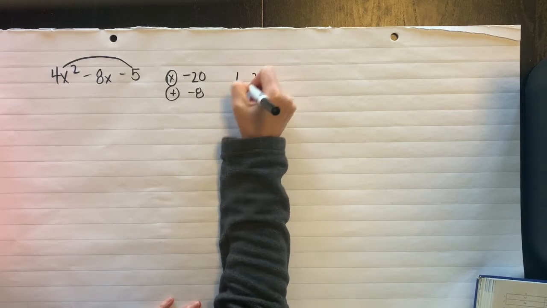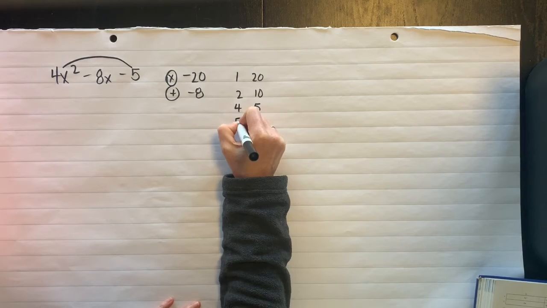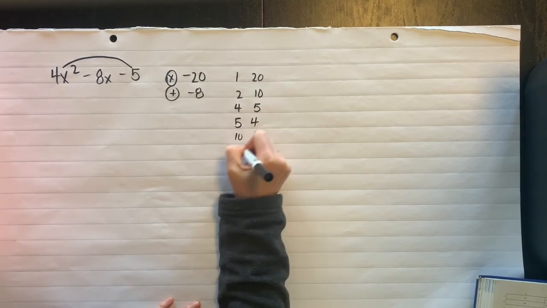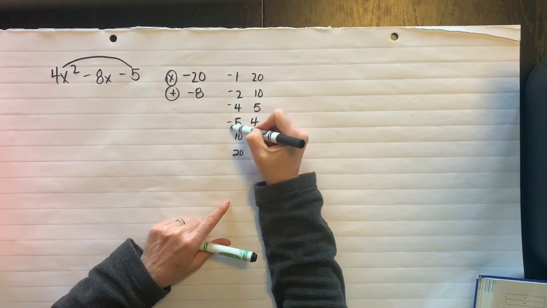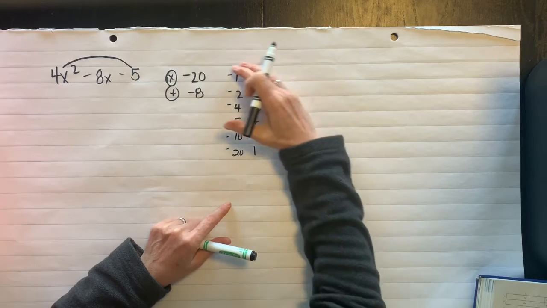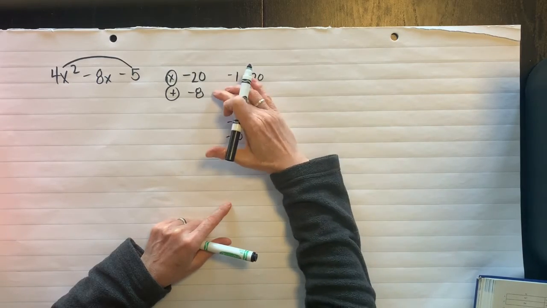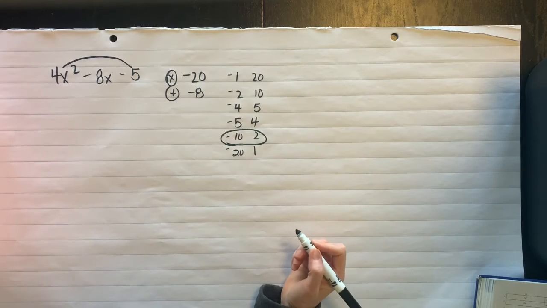So 1 and 20, 2 and 10, 3 doesn't work, 4 and 5, therefore I'm now halfway, let's write them backwards. Okay, because this number is negative, I'm gonna make my left-hand column negative. Therefore the product of all of these combinations is gonna be negative. So now all I have to do is look for the one that adds to -8. That's gonna be my correct order.